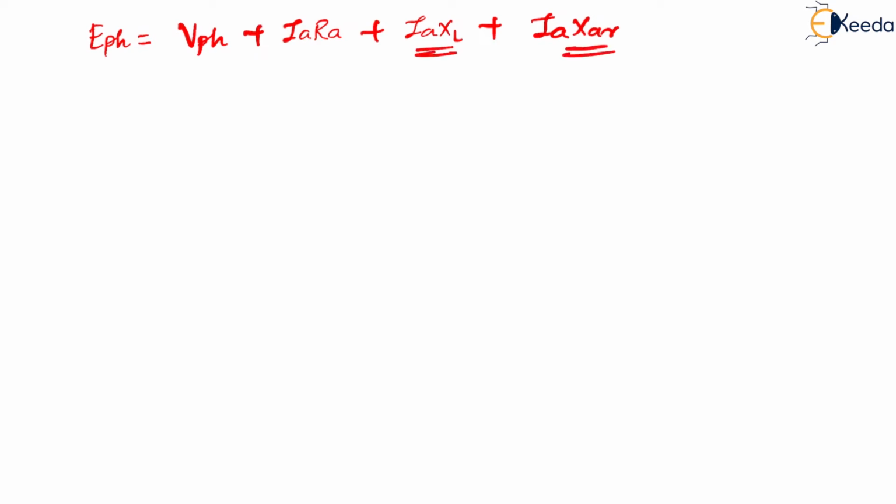We all know that no load EMF, let us consider EPH is equal to nothing but VPH plus IARA. Note all are phasor quantities, plus IAXL this time plus IAXAR. This is leakage drop, this is armature reaction drop, correct? Yes, no problem, sir. So this is what we have.